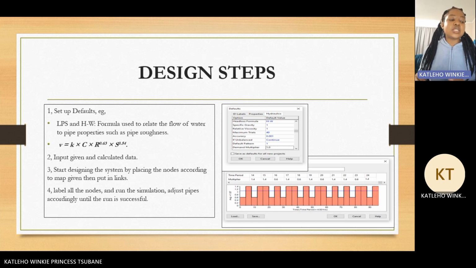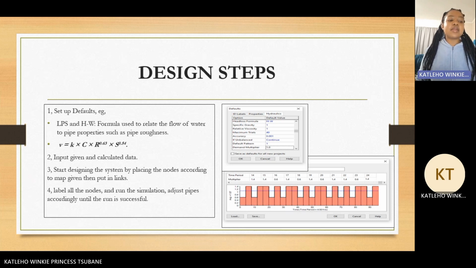And then after that, it was stated in the project that I had to set up my defaults for the units that we're using for the formula. It was Hazen-Williams, and then also set my units to liters per second. And just to explain further, the formula that we use, which is Hazen-Williams, is used to relate the flow of water to pipe properties such as pipe roughness. And the formula for this equation is V is equal to K multiplied by C multiplied by R to the power of 0.63 by S to the power of 0.54.